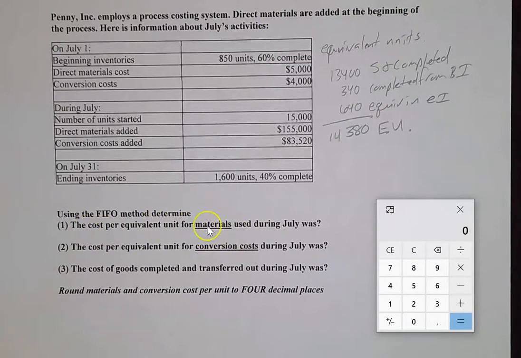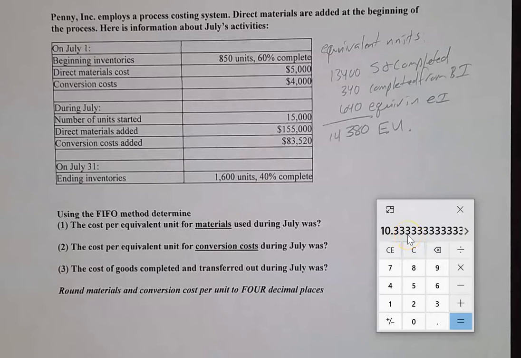The cost per equivalent unit for materials used during July was... See, these 340 here, they already had their materials. So all 1,600 of these and all 13,400 of these all had material. So all we have to do to get this is use this 15,000 and say direct materials added are $155,000, and just divide it by the full 15,000. We can only get away with doing this because direct materials are added at the beginning of the process. And that's going to give us $10.3333.